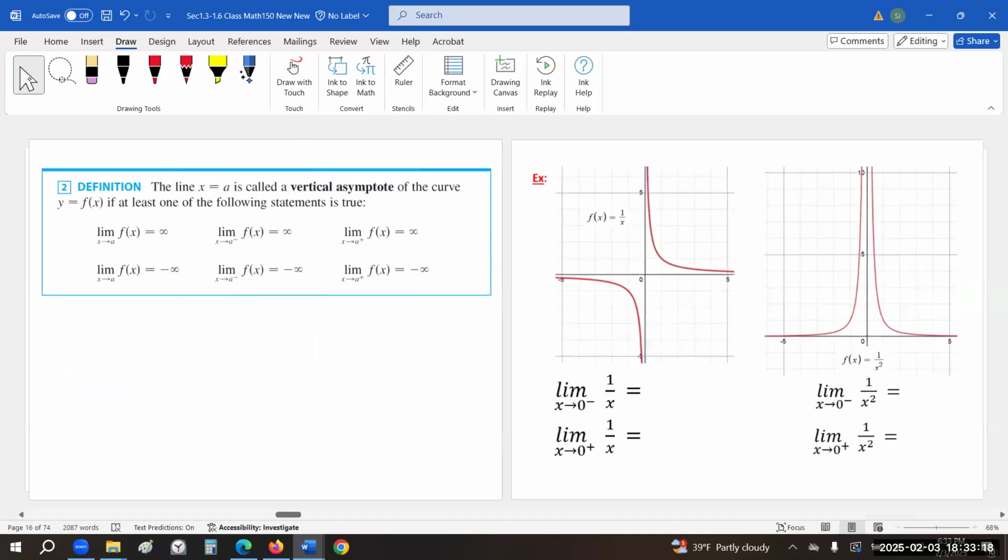And I have an example here. For example here, this is our x value 0. Now, when you walk toward the x value from your left side, so you're doing a one-sided limit from the left side. What is the left-sided limit when you walk to 0 from the left?